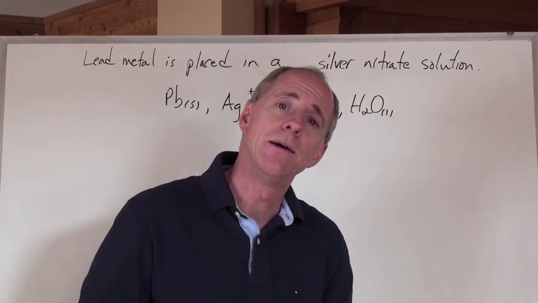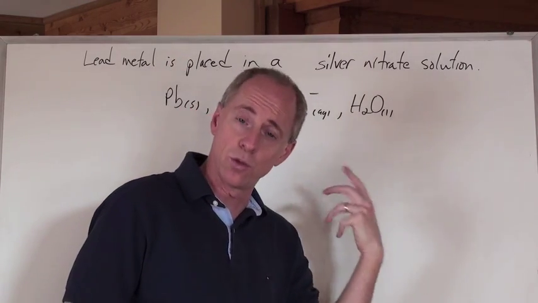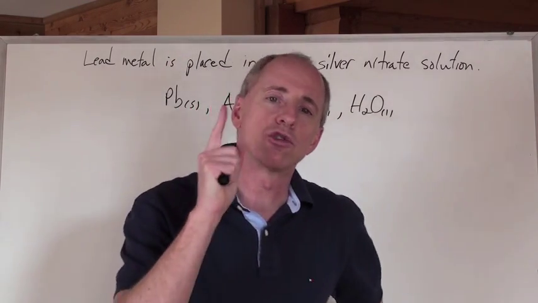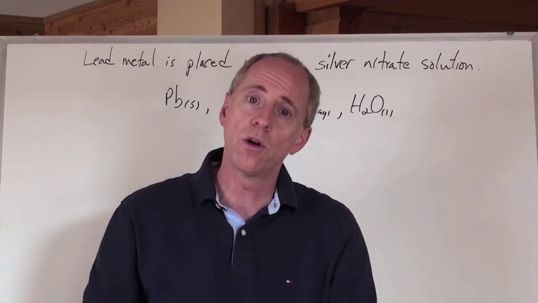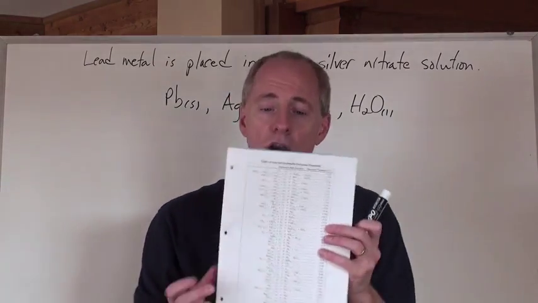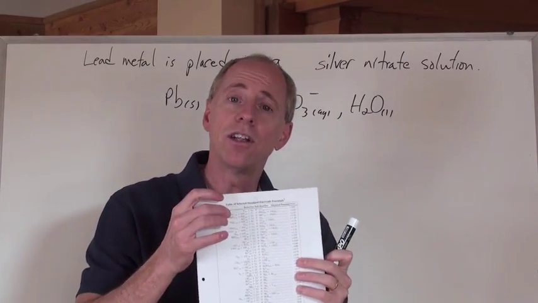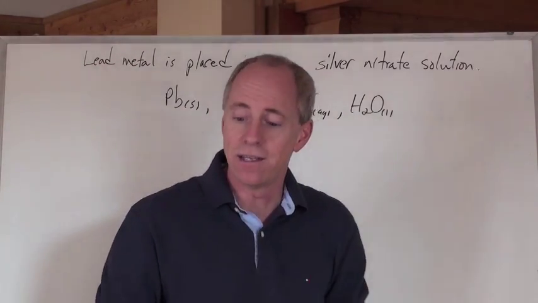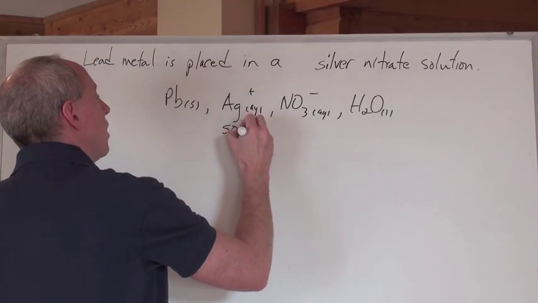Now that doesn't mean that there aren't other things that might want to gain and lose electrons as well, but we always react the strongest oxidizing agent with the strongest reducing agent. Now, who are those in this question? Well, when you look on this chart and you're looking for the chemical in this list of chemicals here that's going to be the highest on the left, you're going to find that silver ion is the strongest oxidizing agent.